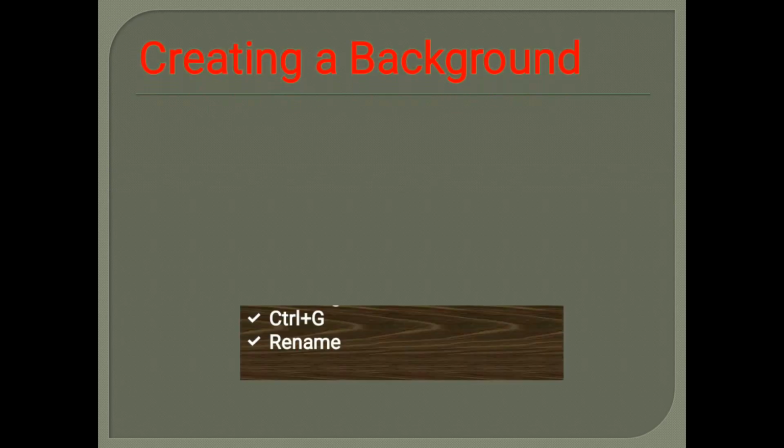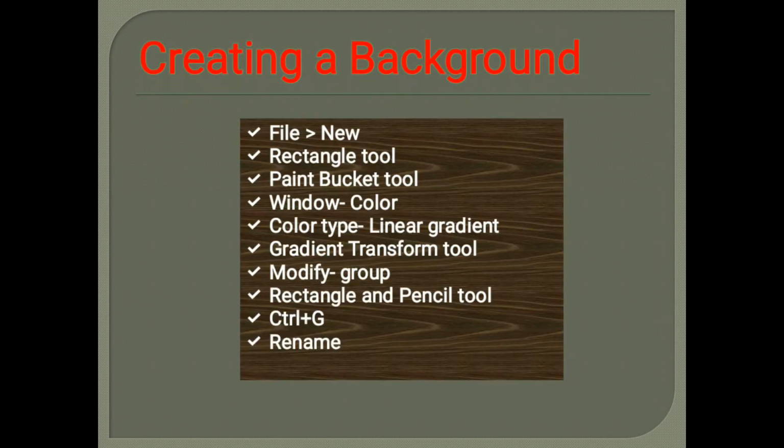To create a background, the user has to follow the given steps. Step 1, create a new file by selecting New from the File menu. Now select the rectangle tool. Then next, draw a sky and fill blue color in it using the paint bucket tool. Step 4, select the sky, choose the Color option from the Window menu. Step 5, select the linear gradient option from the color type drop-down list.